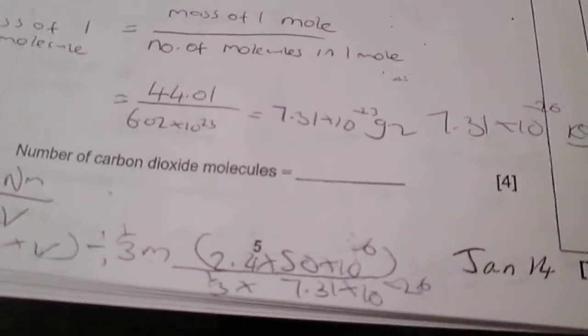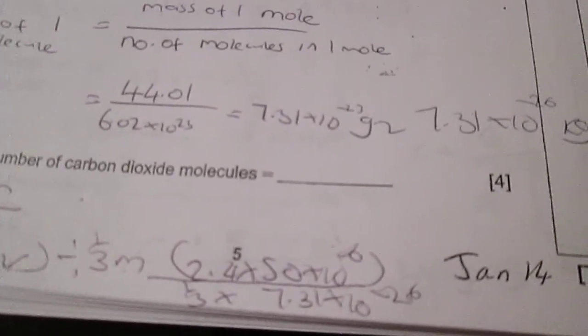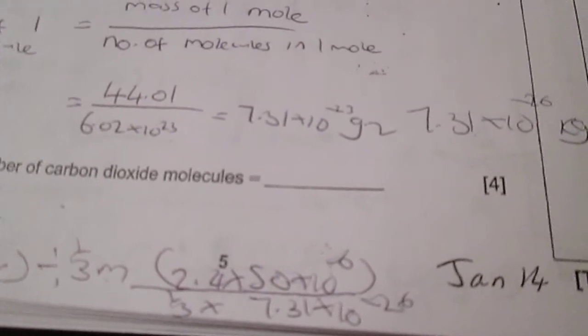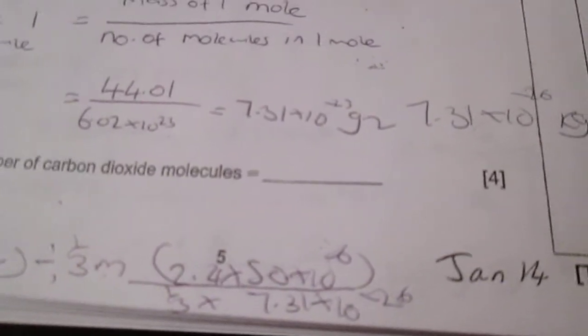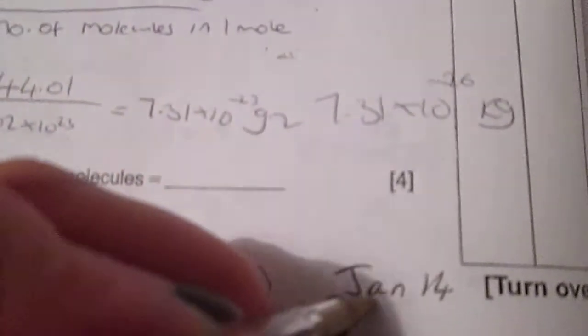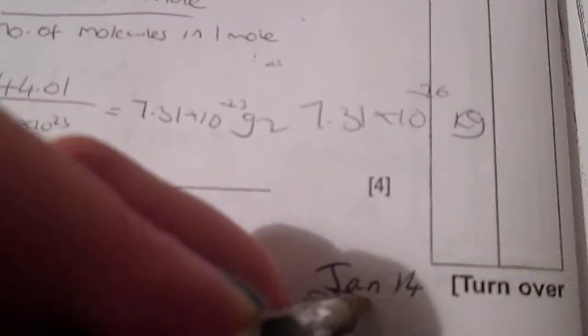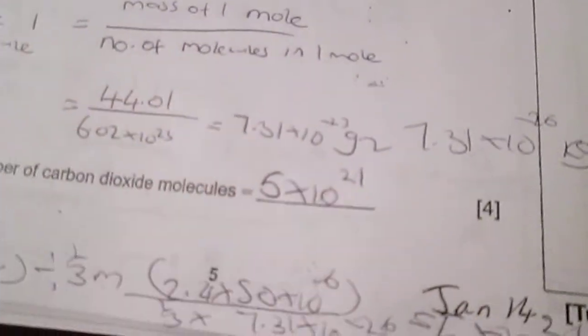And when we do that, we get a value of 4.9, which I'm going to round up to 5, times 10 to the power of 21. Sorry, my writing's horrible. That is the answer: 5 times 10 to the power of 21 molecules.